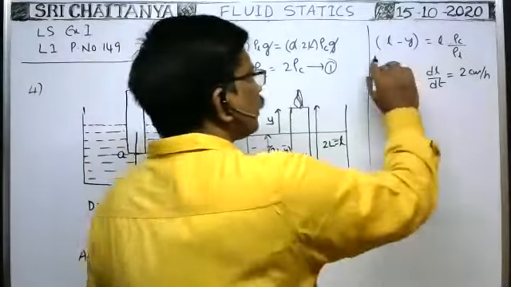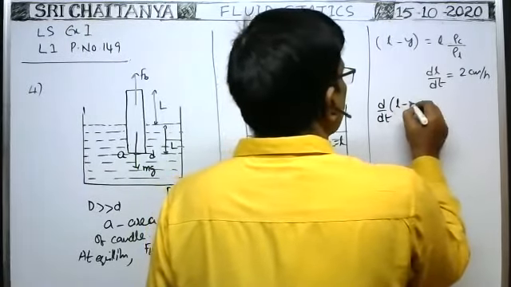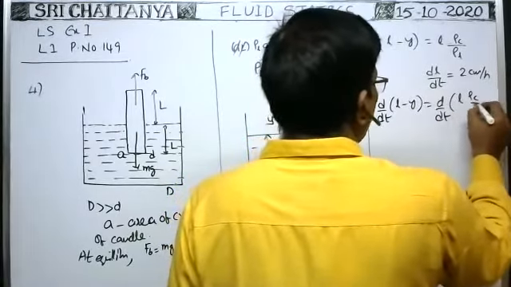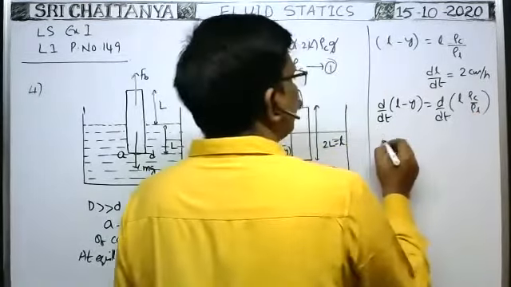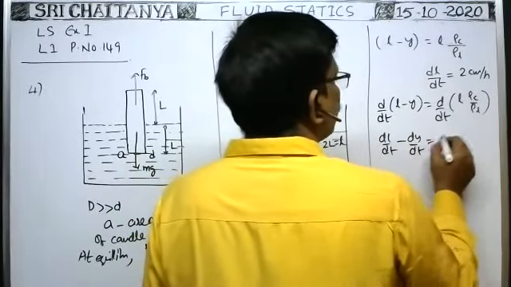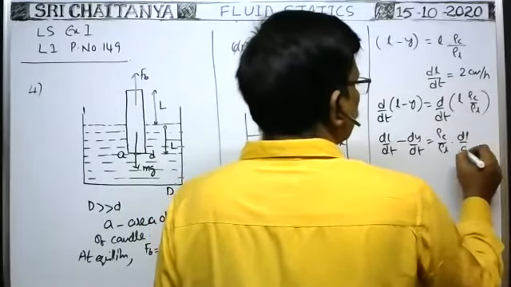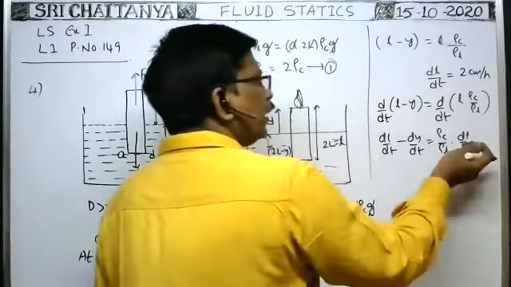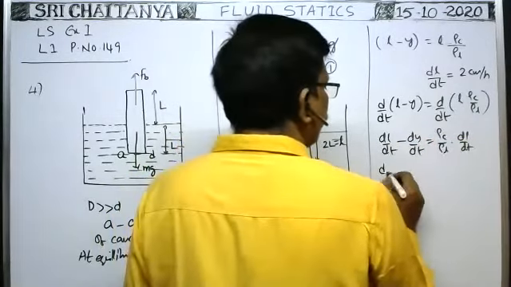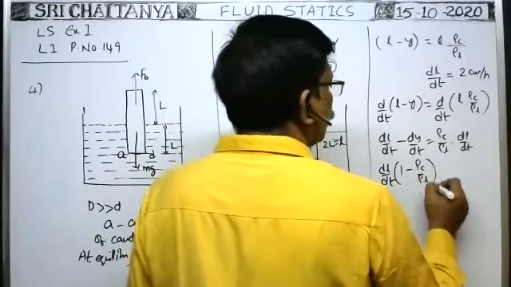Okay. Now we differentiate on both sides. d by dt of (L minus y) is equal to d by dt of L rho C by rho L. So here dL by dt minus dy by dt is equal to, here rho C by rho L is constant, you keep aside, into dL by dt. Okay, you bring this dL by dt term to left and dy by dt to right. Then dL by dt we can take common, (1 minus rho C by rho L) is equal to dy by dt.